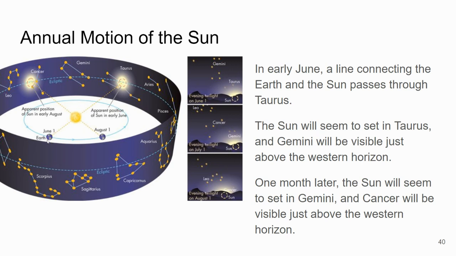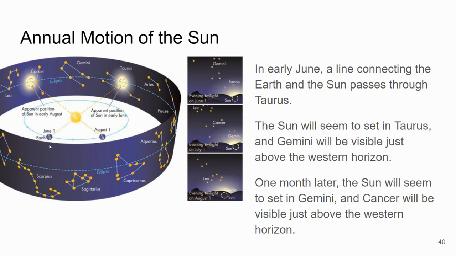Now, notice if you wait about a month, so now the Earth is here. If you were looking through here, you wouldn't see the sun rise and set in Taurus anymore. It would rise and set in Gemini. So Taurus is now below the horizon, and Gemini is where the sun seems to rise and set. And the stars on this little loop, this is called the zodiac. They just keep taking each other's place and moving in line, going around and around.